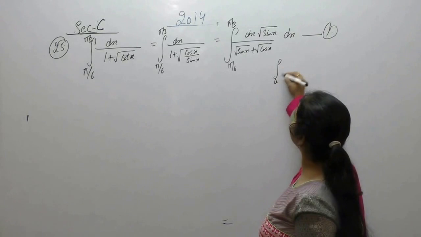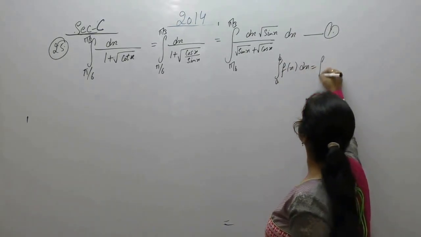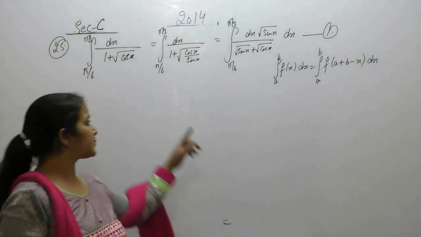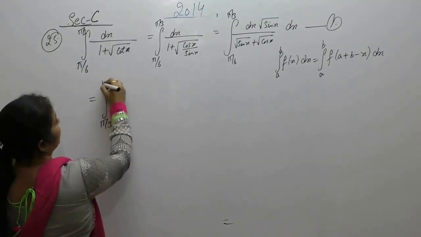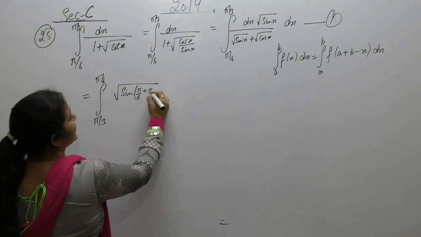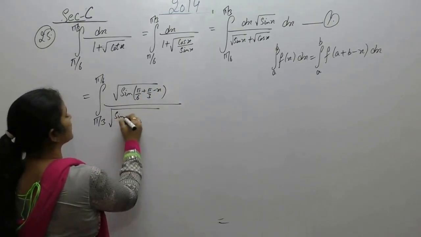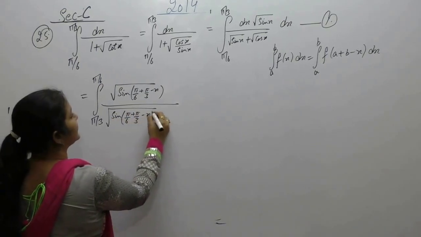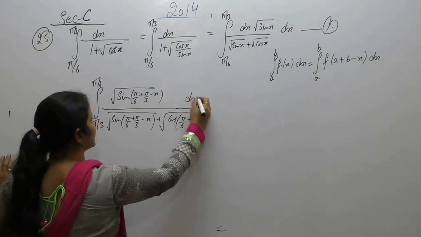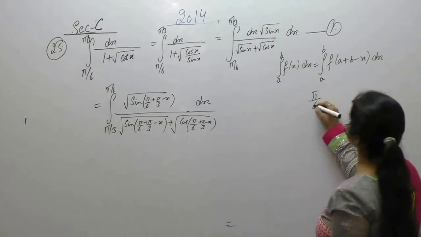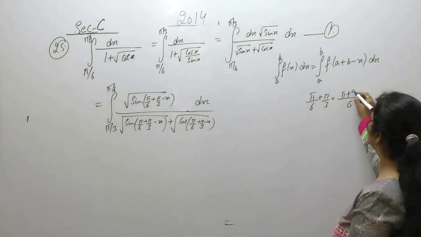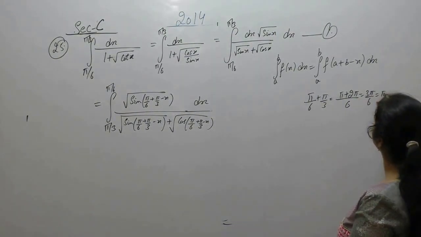Now use the property here. Integral of a to b f of x dx equals integral a to b f of a plus b minus x dx. Use this property here. A to b f of a plus b, pi by 6 plus pi by 3 minus x, upon square root of sine of pi by 6 plus pi by 3 minus x plus square root of cos of pi by 6 plus pi by 3 minus x, dx. Now solve this. Pi by 6 plus pi by 3, take the LCM, 6. 3 into 2. So 3 pi by 6, that is pi by 2.